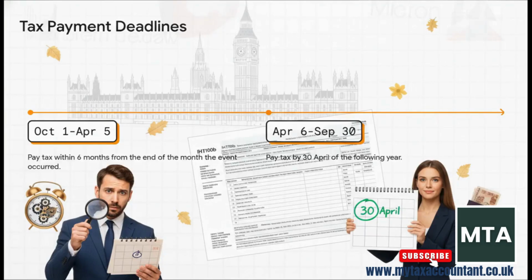Okay, let's break down these deadlines, because they depend on when the event happened. If the interest ended between the 6th of April and the 30th of September, any tax is due by the 30th of April the next year. But if it happened between the 1st of October and the 5th of April, you've only got 6 months from the end of the month it occurred. It's so easy to get caught out by that difference.